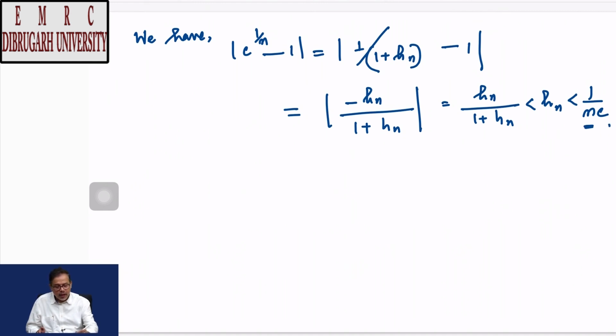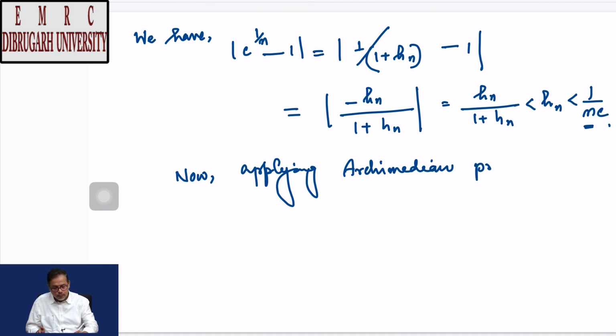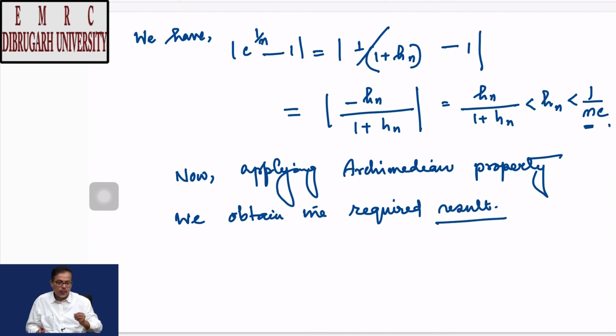And now ultimately we are getting something which we have already been discussing many times, and now, based on that, applying Archimedean property, we obtain the required result, and this completes this proof as well as this particular module, where we have been discussing different examples of sequences and their convergence.